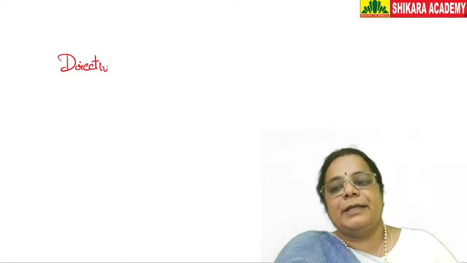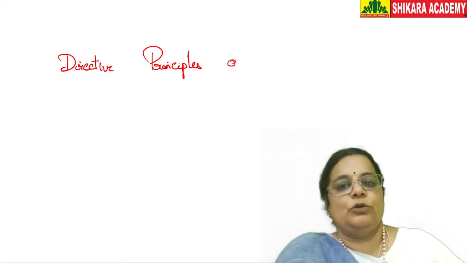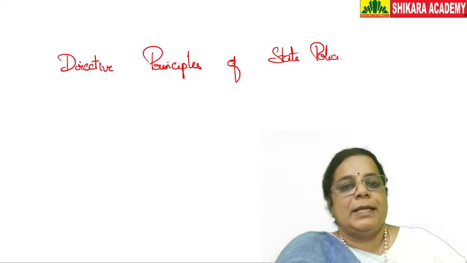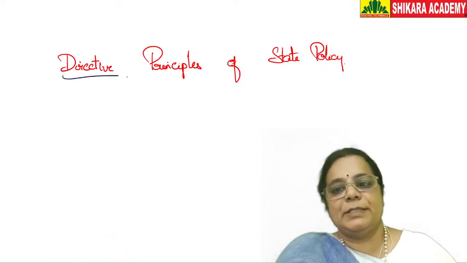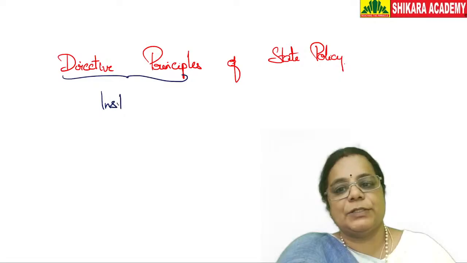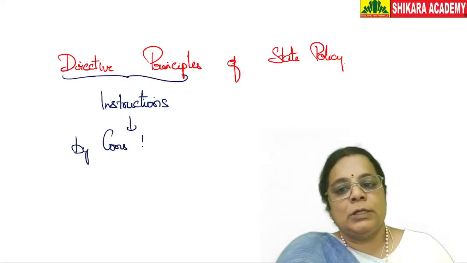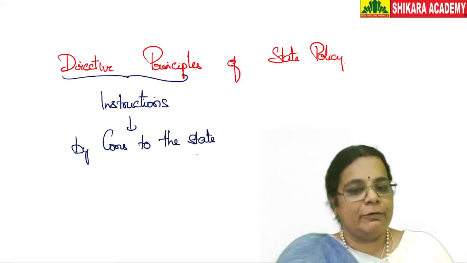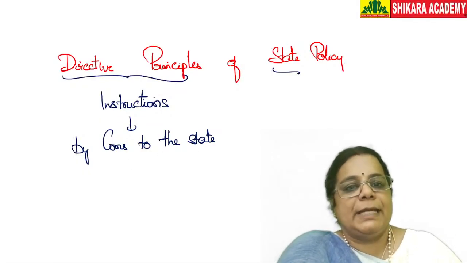So, what are directive principles of state policy? How do we understand the directive principles of state policy? Let's look at this. Now, directive principles are basically instructions. Now, when I say instructions, given by whom to whom? Given by the Constitution to the state. Now, who is state? State is all those entities that come under Article 12, repeated under Article 36. To do what? State policy.